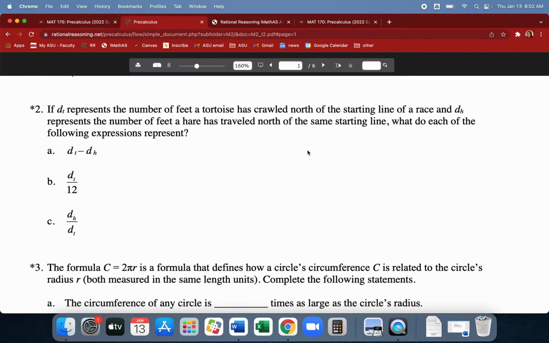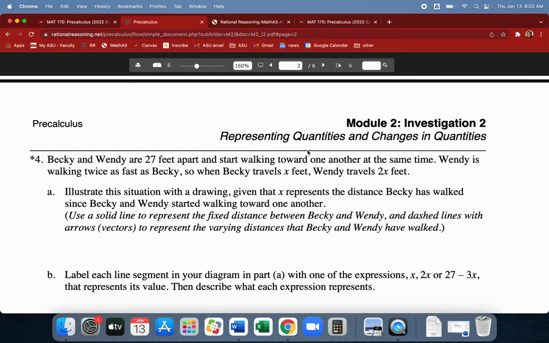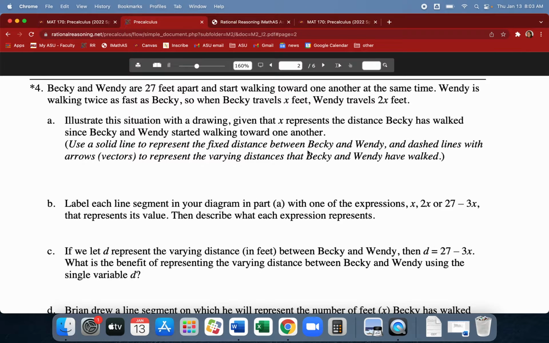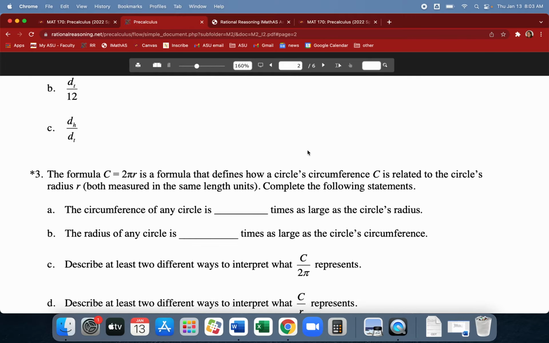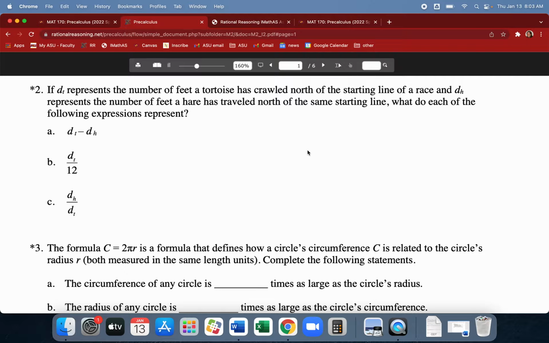2 is about tortoise and hare distances. 3 is about the relationship between the circumference of a circle and its radius. And number 4 is about Becky and Wendy walking toward one another, and we're using a couple of different descriptions of their distances. So I'll leave this 2 up there at the top of 3. If you don't have access to this quite yet, take a look. Maybe you can see this or look on with someone else.